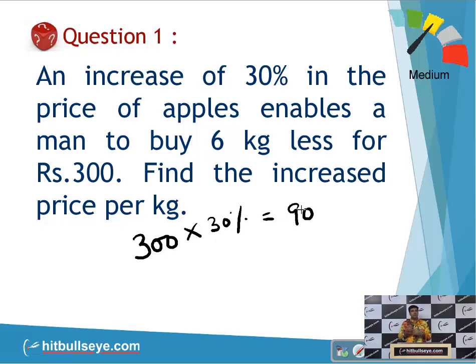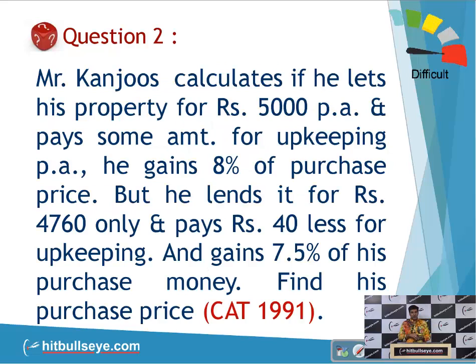Now that means either I should pay for the same quantities rupees 90 extra or get 6 kg less. So that means I have 90 rupees for 6 kg now. So price per kg is 90 divided by 6, that is rupees 15. So 15 is the increased price per kg. Going to the next question now.